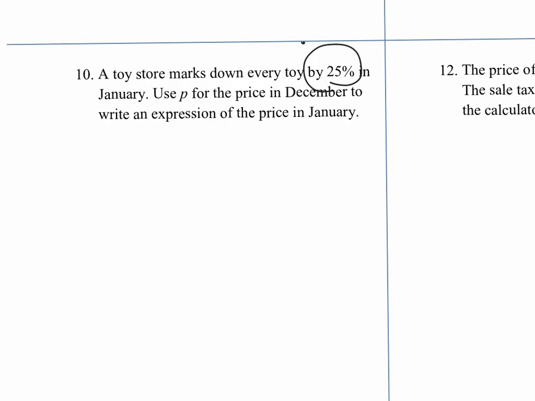25% is 25 hundredths. That is the mark down in January. So if you mark something down by 25 hundredths, what are you actually paying? You're paying 75%, which is 75 hundredths. And you would multiply that by the price, P, to get the price in January after the discount. This is an expression.